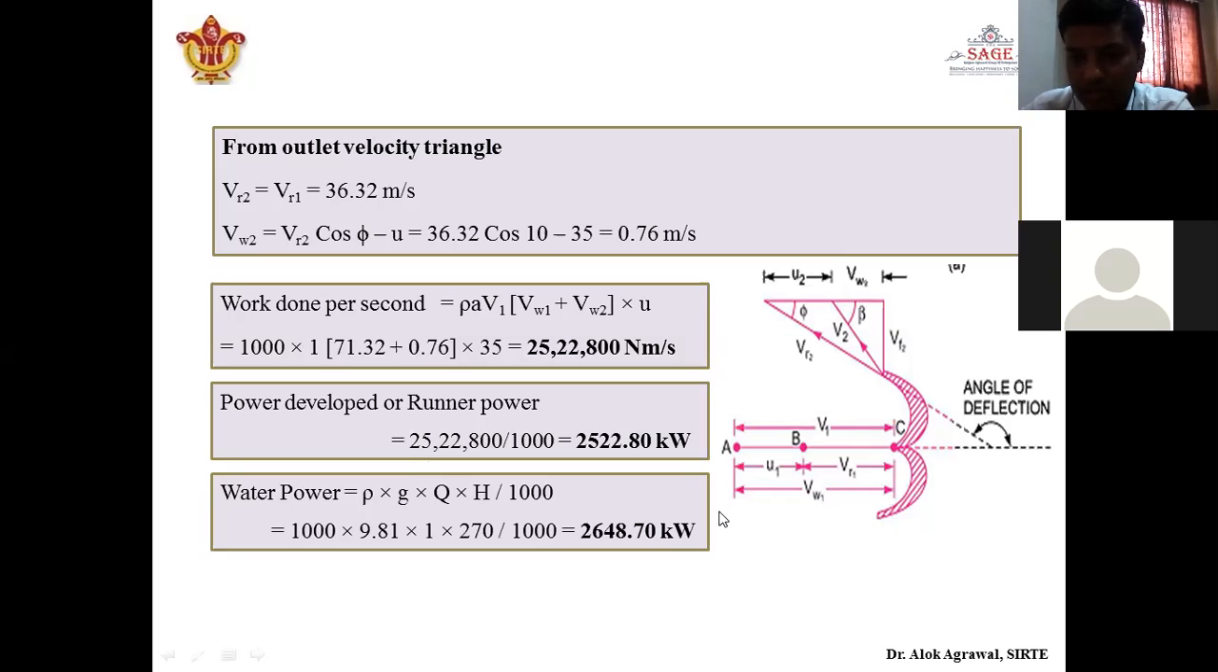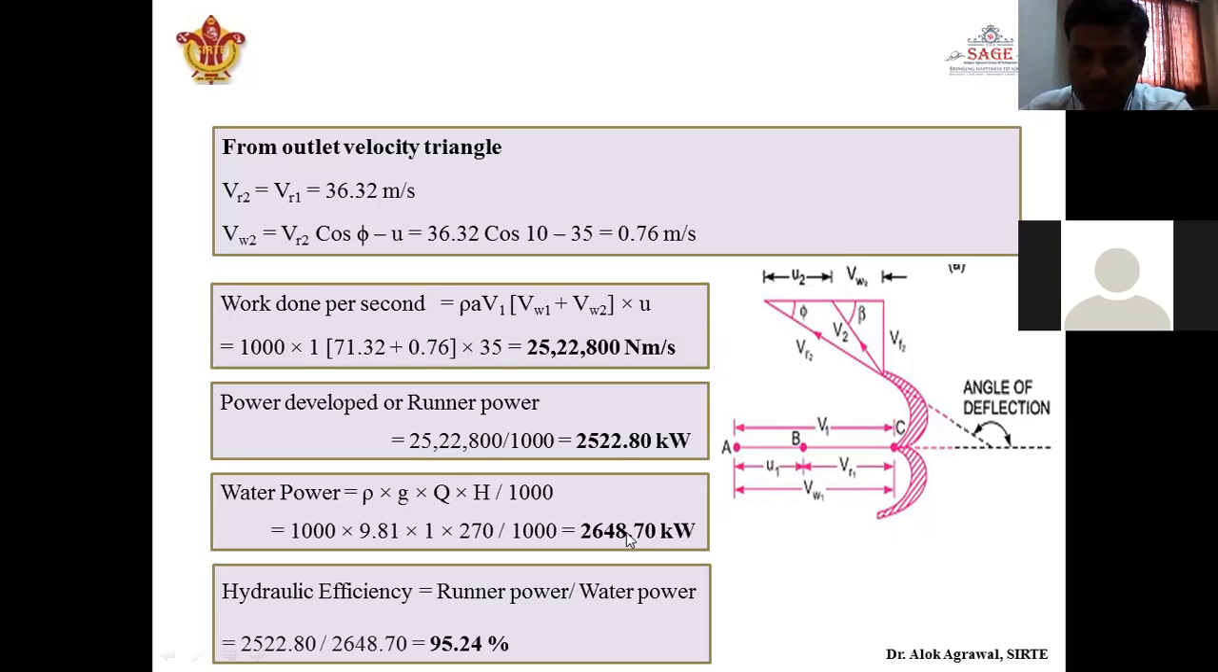Now the rest is simple. Hydraulic efficiency is the ratio of runner power and water power. So we get hydraulic efficiency as 95.24%. Again, in every question, whether it is asked or not, we have to draw the velocity triangle. This is the standard velocity triangle for any Pelton wheel problem, so always remember it. If you know this velocity triangle, you can solve any problem.